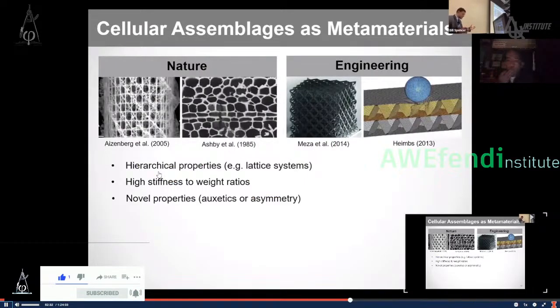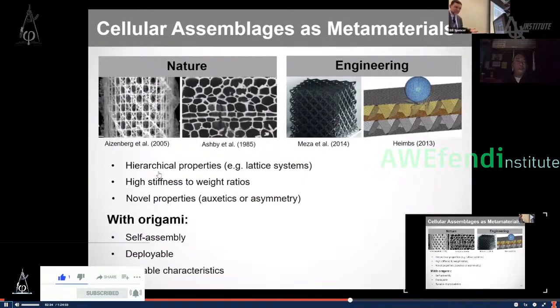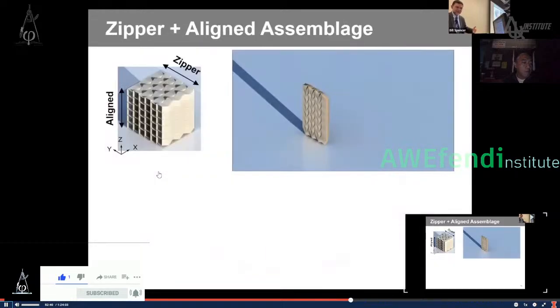And then what can we do with this? For example, we can explore cellular assemblages so that we can look at ideas like self-assembly, deployability, tunability, and so on.